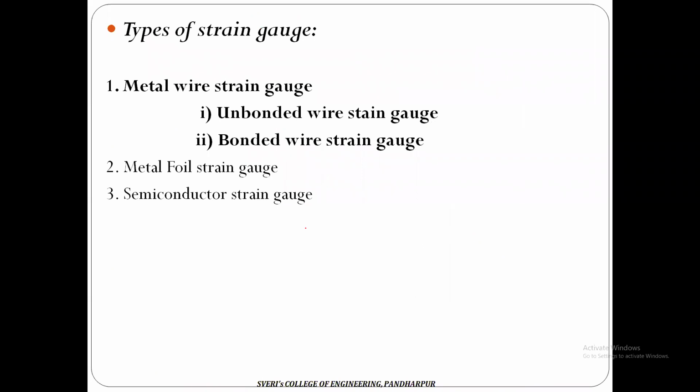There are, I say, a few types of strain gauge. One is the metal wire strain gauge. It means that only a small diameter of wire is used in the strain gauge. Then second is the metal foil. Foil is nothing but a thin metal sheet. If a thin metal sheet of foil is used, then we call it the metal foil strain gauge. And the third one is the semiconductor strain gauge. If you consider one piece of a semiconductor, is it right?